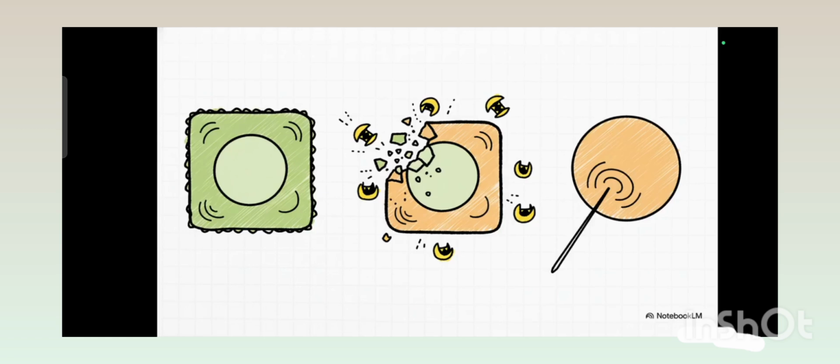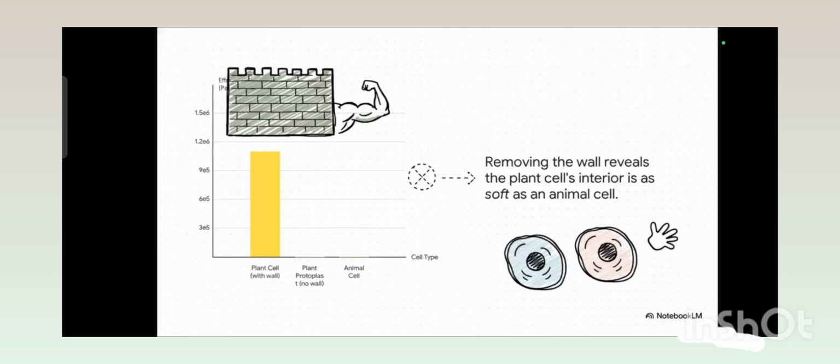They measured its internal stiffness to see how it would compare one-on-one with an animal cell. And the results were, wow, just stunning. A normal plant cell with its wall is off the charts rigid. We're talking 1,000 times stiffer than the others. But the second you remove that wall, the plant protoplast becomes incredibly soft. And here's the kicker. Its rigidity is almost identical to the animal cells.